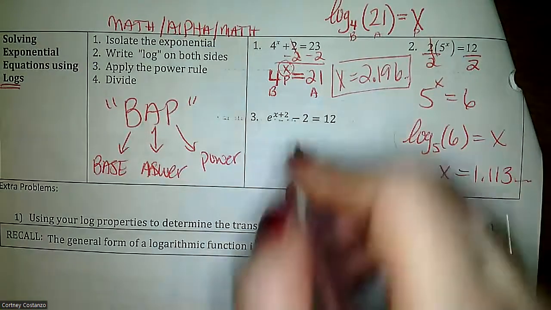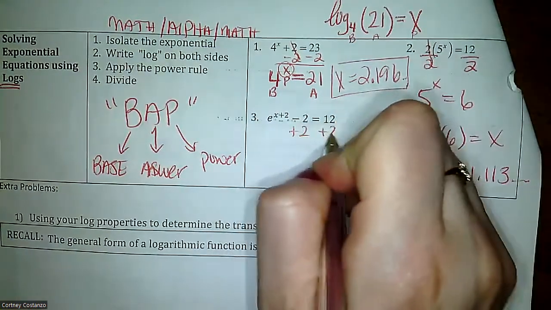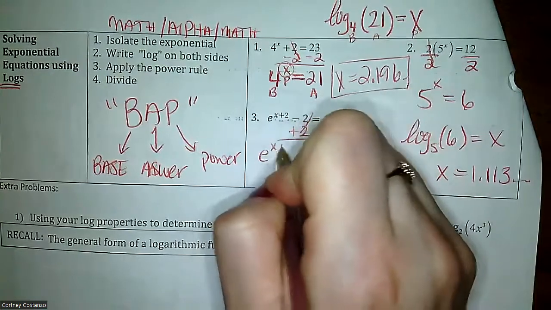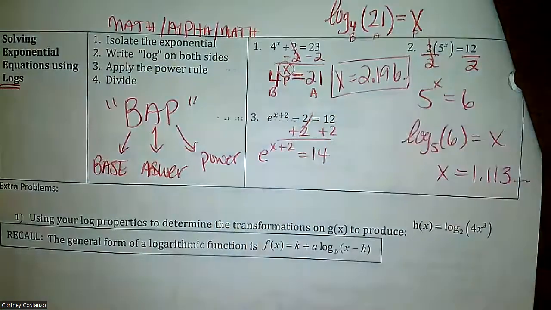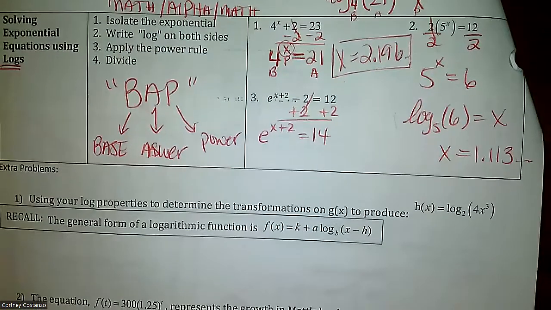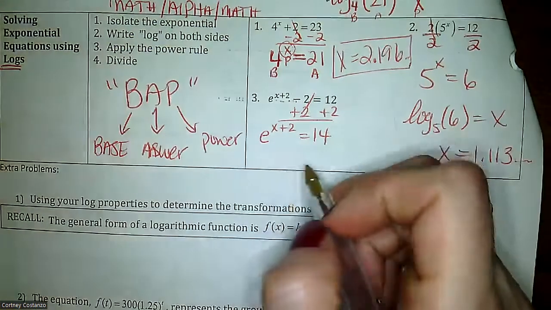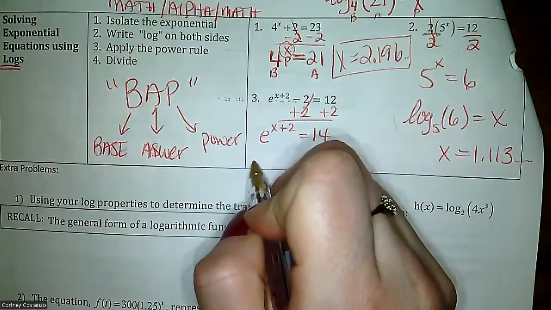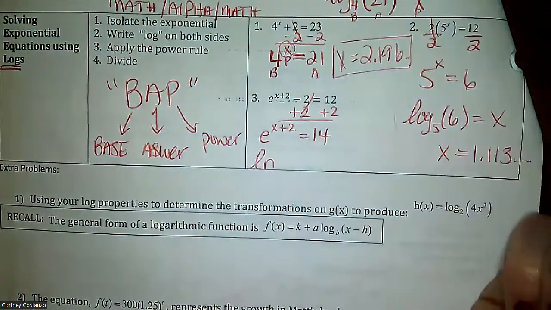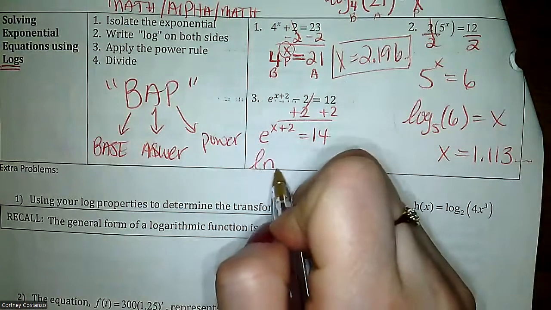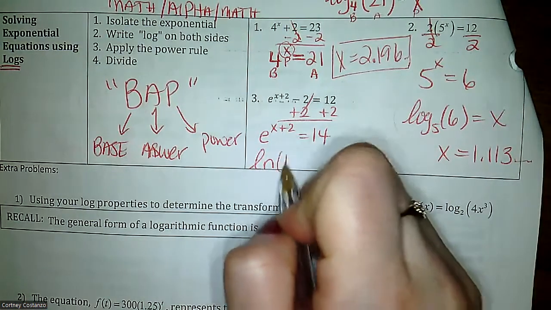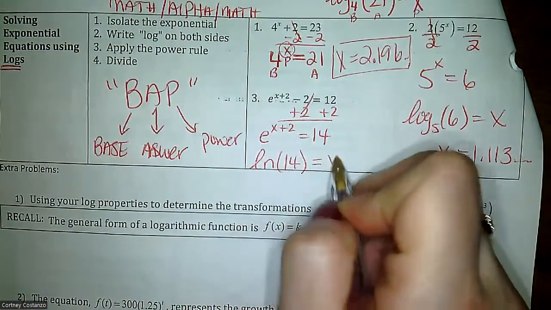And last but not least, remember e is one of our exponential functions. The inverse of e is natural log. You don't have to write the e in a natural log. It's assumed, hence the name natural log. So natural log base e, you don't have to write it, of the answer, which is 14, equals the power.